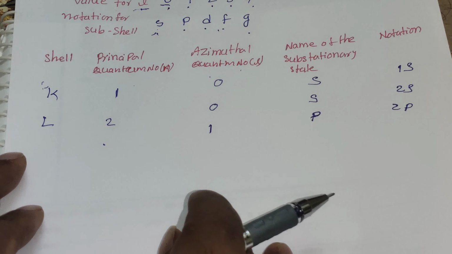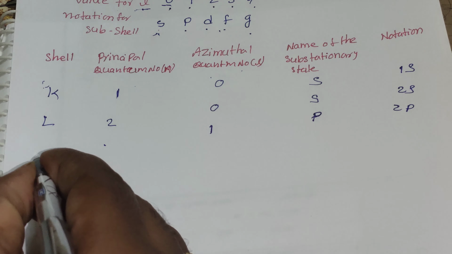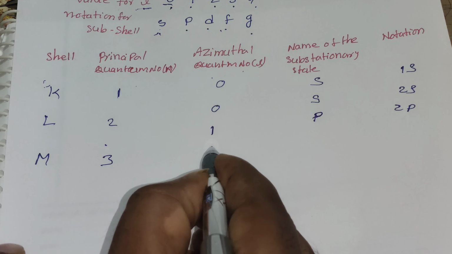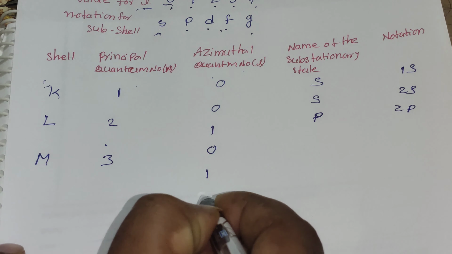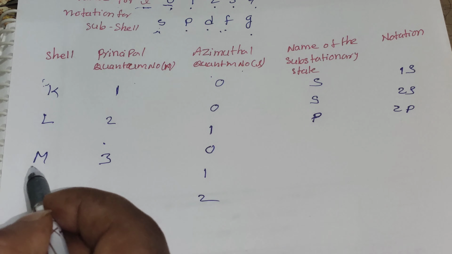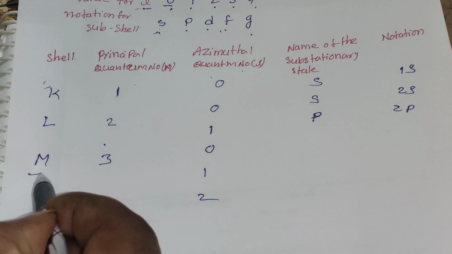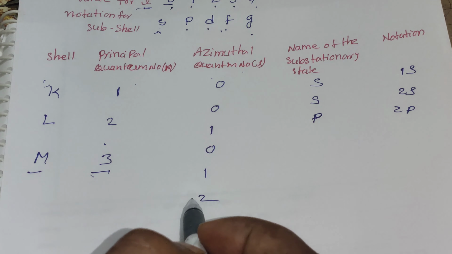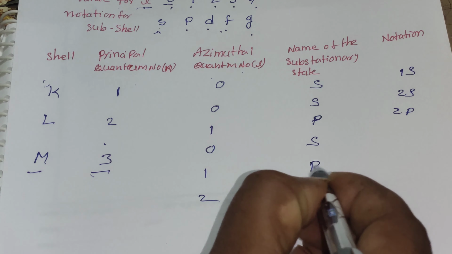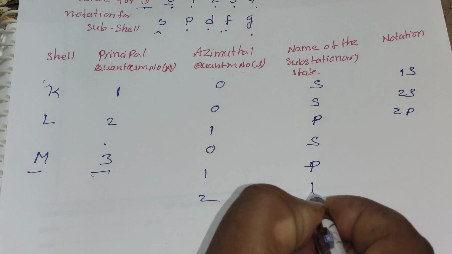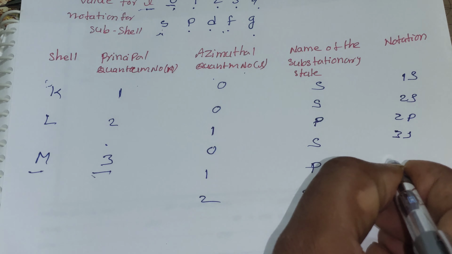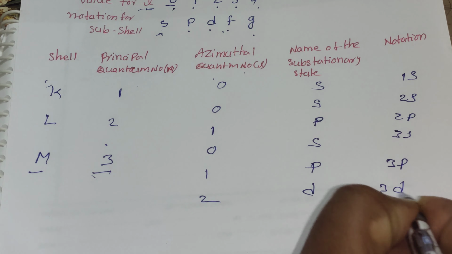And next one, the M shell. The M shell n value is equal to 3. Here we are getting three values, either 0, 1 or 2. 0 is nothing but the s orbital, 1 is the p orbital, and 2 is the d orbital. So for n equal to 3, we get the 3s orbital, 3p orbital and 3d orbital.